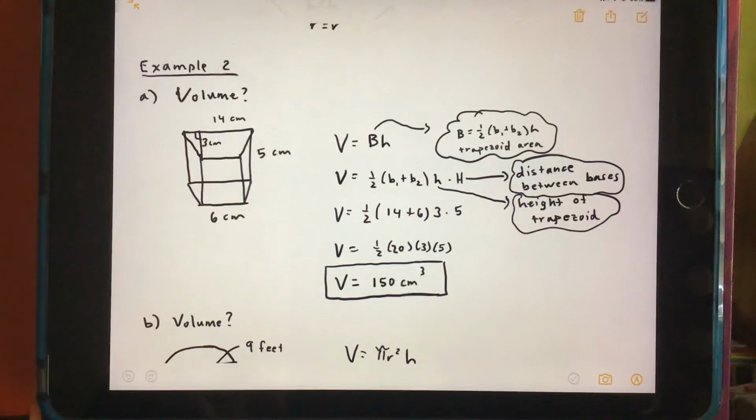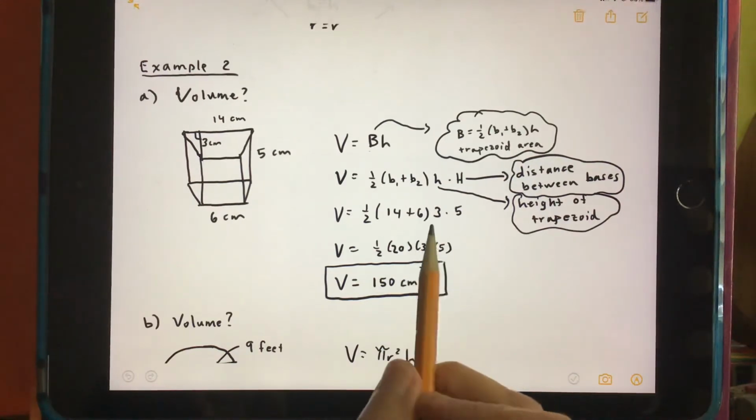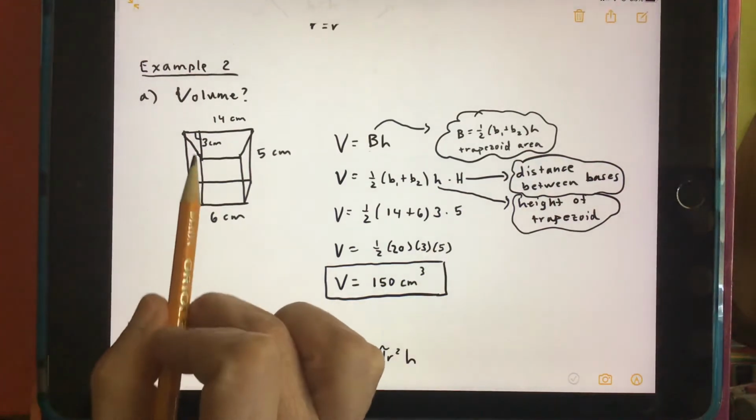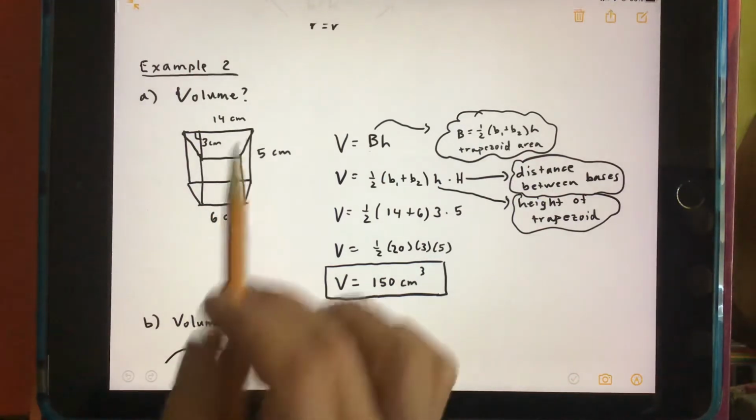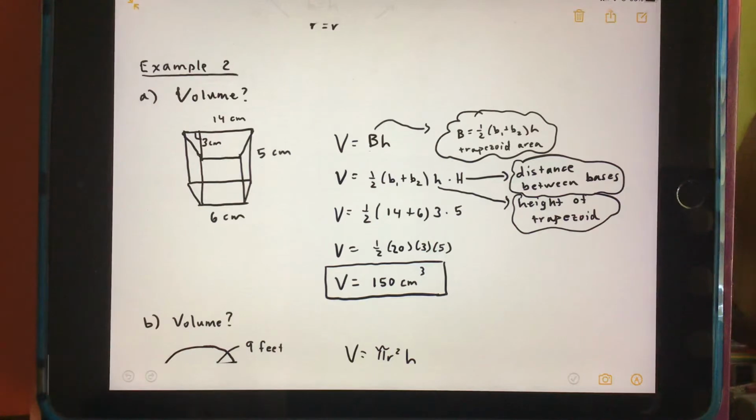Their order doesn't matter. Times the height of the trapezoid, which is 3, and we're told that right here. The distance between the two bases on the trapezoid is 3, and times the height of the actual three-dimensional figure, and that's 5. The distance between those two bases is 5. And we simply simplify this. So 14 plus 6 is 20, and then half of 20 is 10, 10 times 3 is 30, 30 times 5 is 150, so the volume of our solid is 150 cubic centimeters, or centimeters cubed.